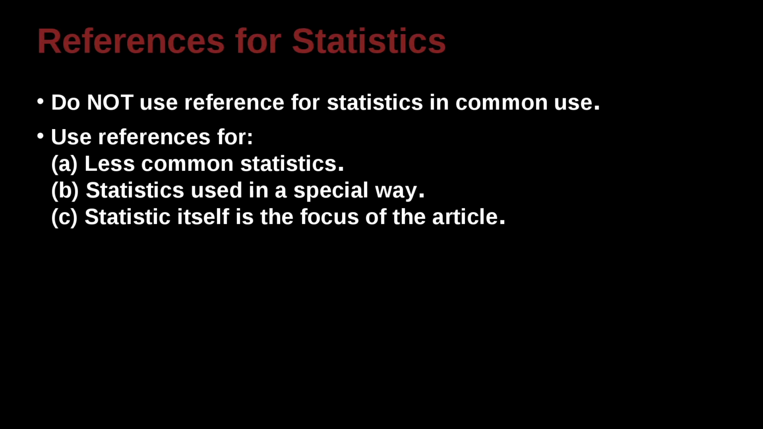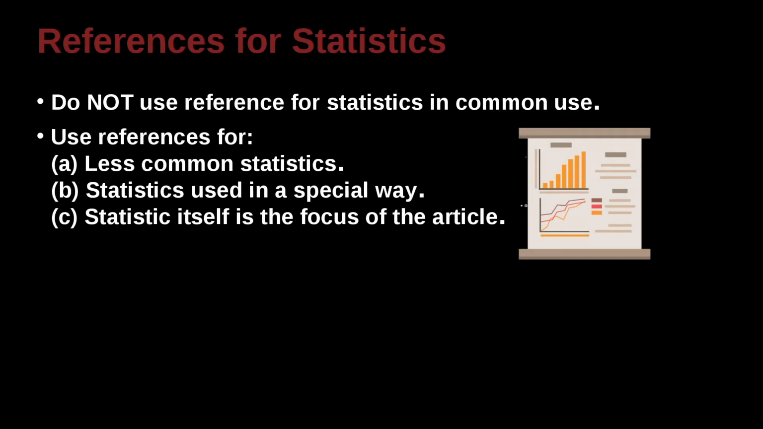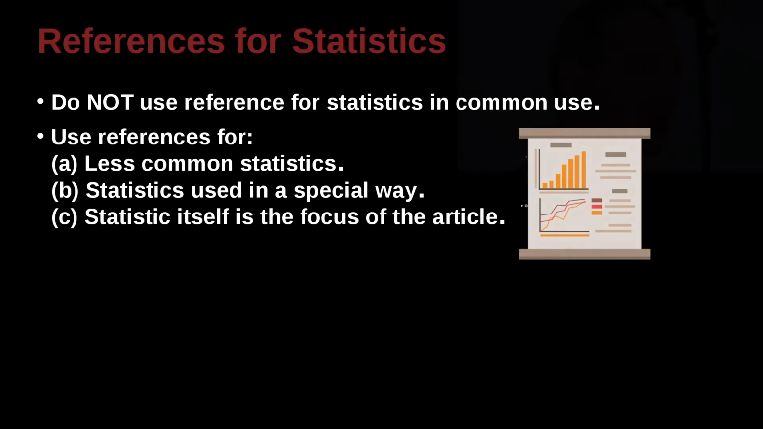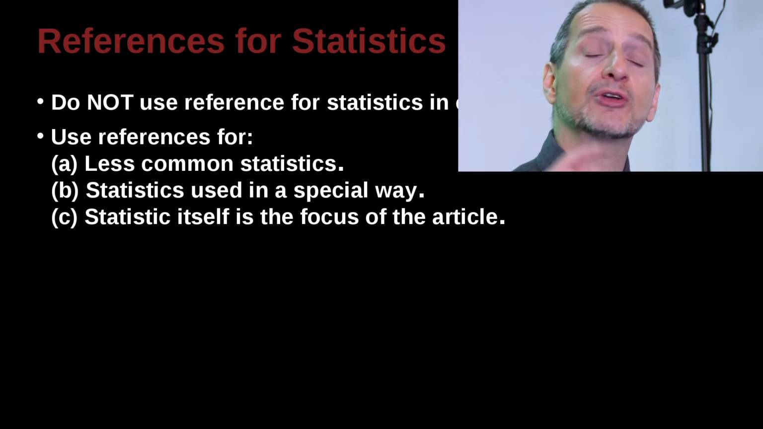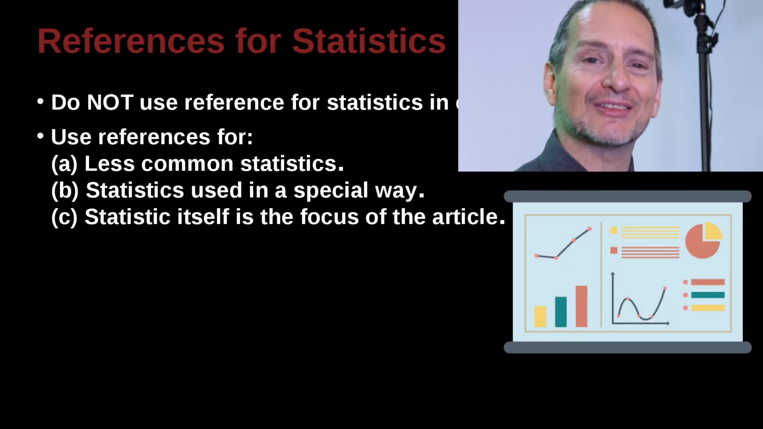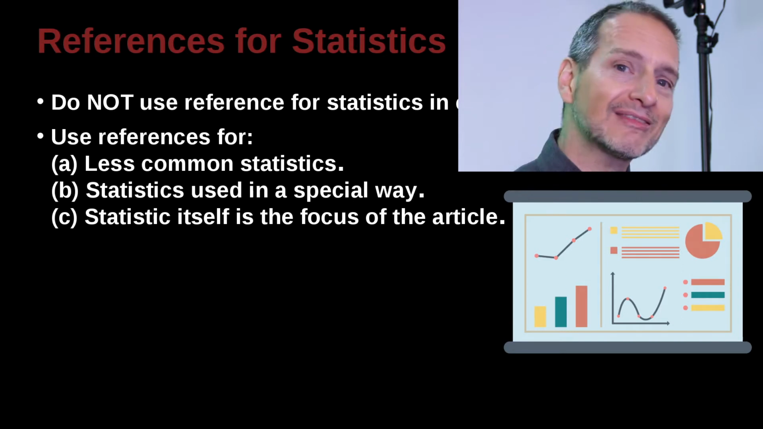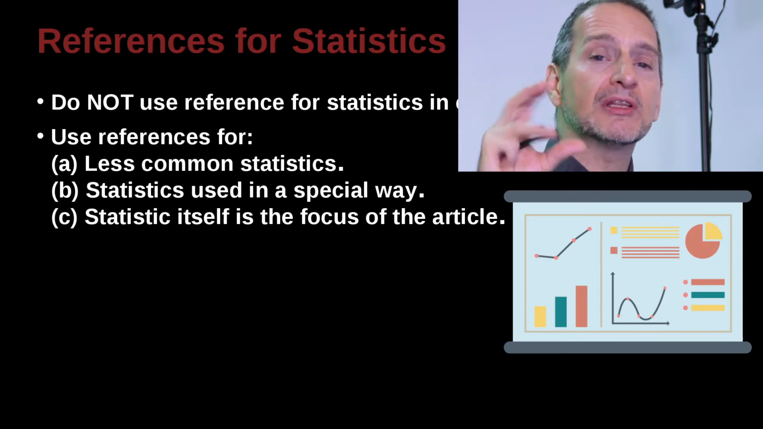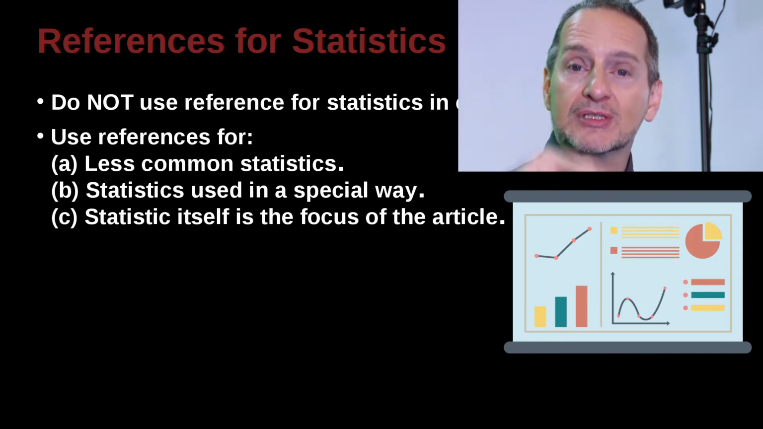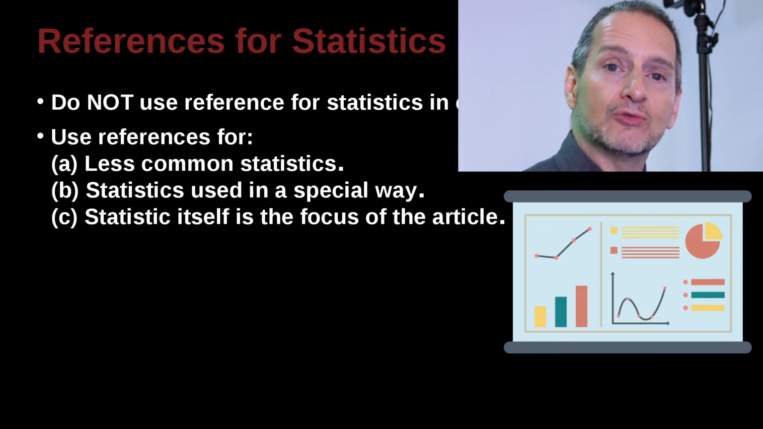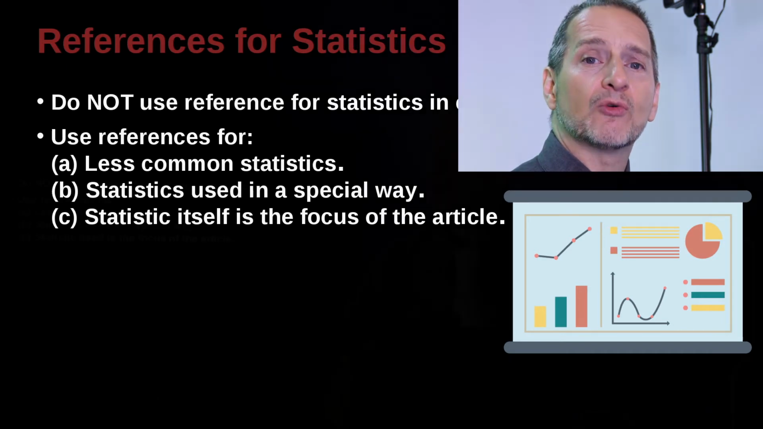Now, if the statistic is more special, you would have to use a reference. In that case, these are less common statistics, statistics that are used in a special or innovative way, or a statistic that is the subject of the article. So that means if the article you're writing is about statistics or a statistical test or a statistical method, or even something like a meta-analysis where you're actually manipulating the data through a statistical formula, then you probably need to reference who you got that from, where it came from.